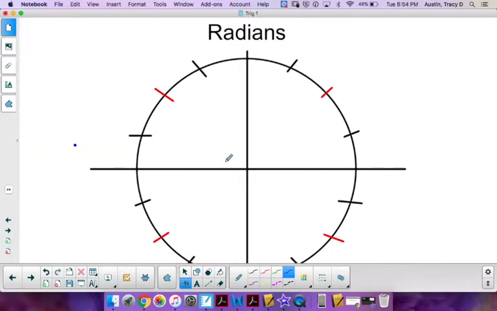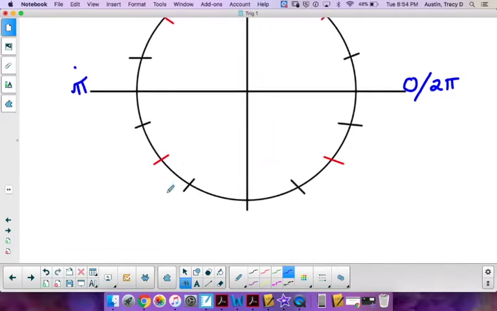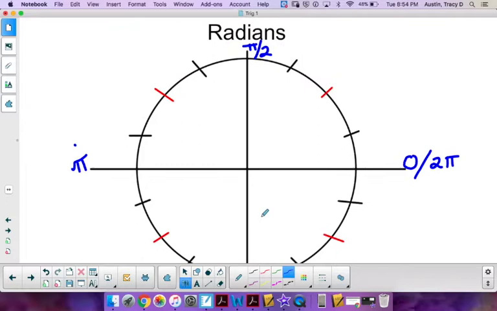Okay, in radians. So same thing. This is either going to be 0 or 2 pi. This is going to be 1 pi. That's half our circle. We already talked about this being pi over 2, or half of pi, because you're cutting it in half. And then I told you very specifically that this had to be written as basically 3/2 pi. Okay, that's how we write our radian measures.